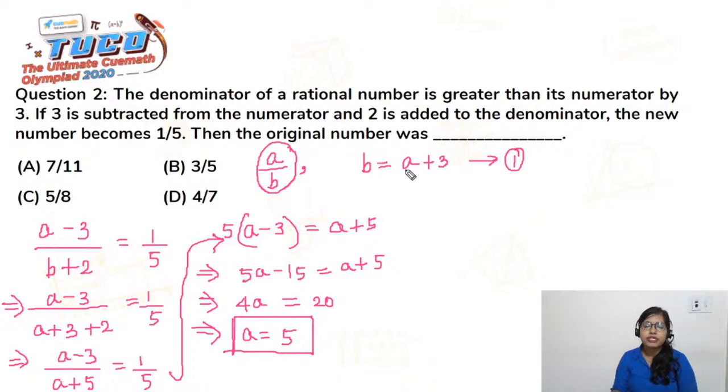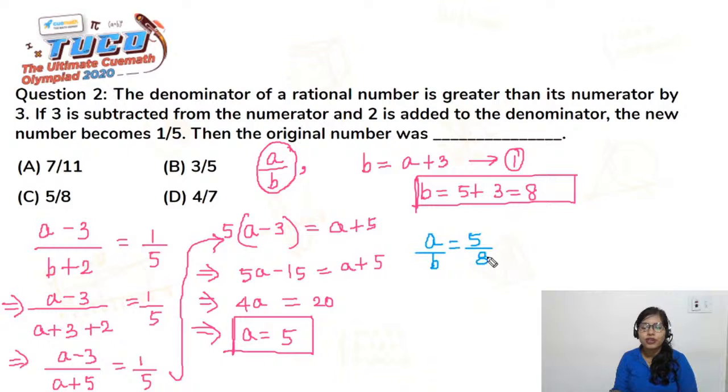And if a is 5, what is b? b is nothing but 5 plus 3, which is nothing but 8. So hence, we have got the value of a and b, and hence the rational number a over b, the original number, is nothing but 5 over 8. So hence, option C is the right answer.